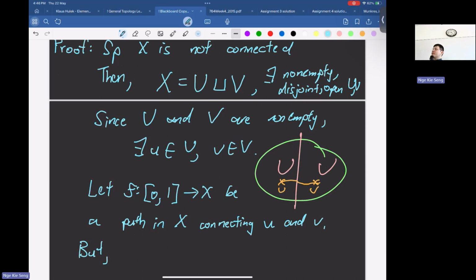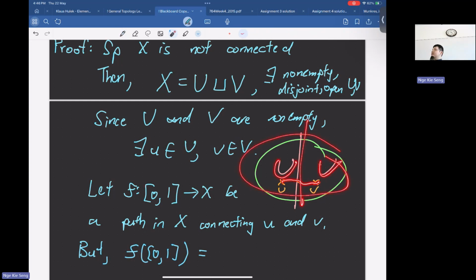Can you separate someone or not? Can you separate the image of this path or not? How? Then look at this picture. Look at this picture. Not drawing for fun one. Can you separate this? And how to separate?